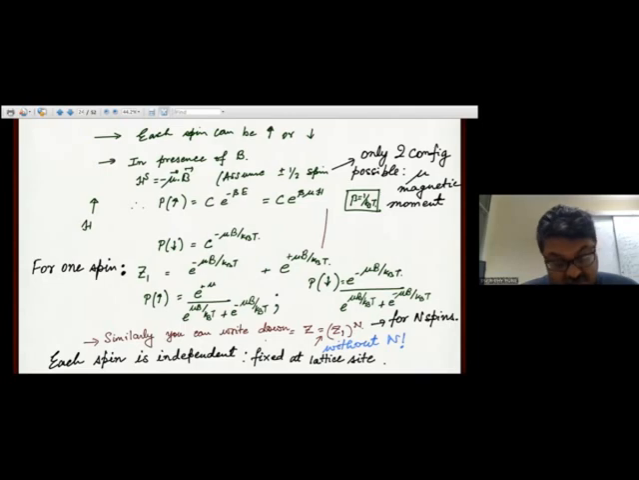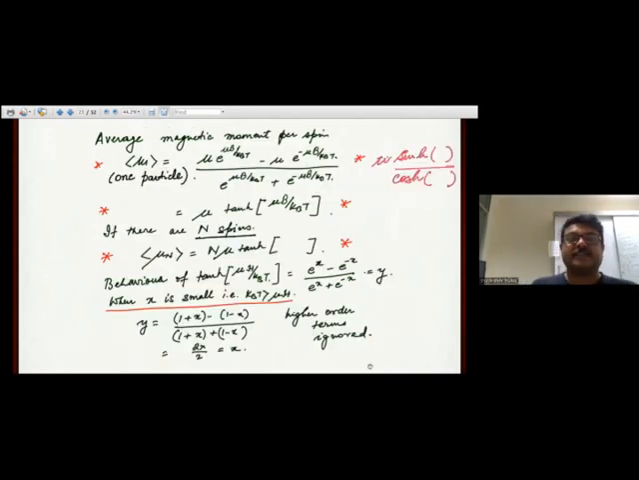At each point in space, there is a certain magnetic moment sitting, and you can't exchange their position. So the partition function becomes Z1 to the power n. And that's possible because each particle or each degree of freedom is independent of the other. So each spin is independent, fixed at lattice center.